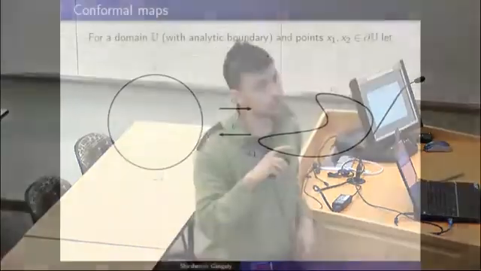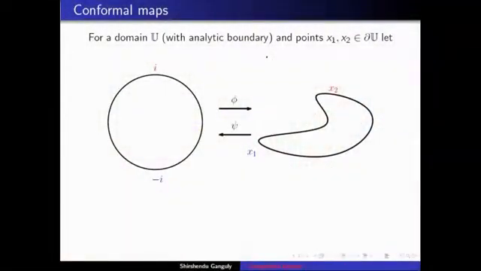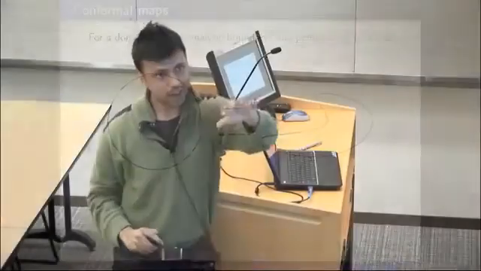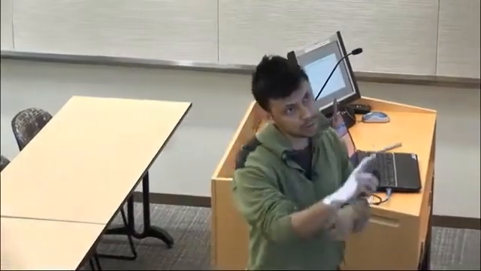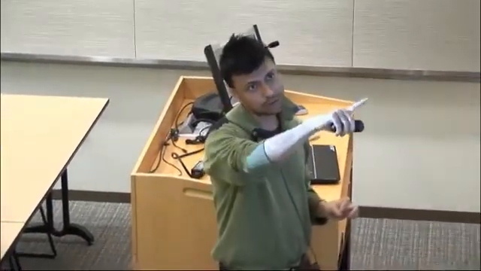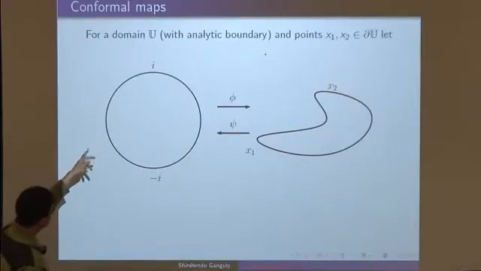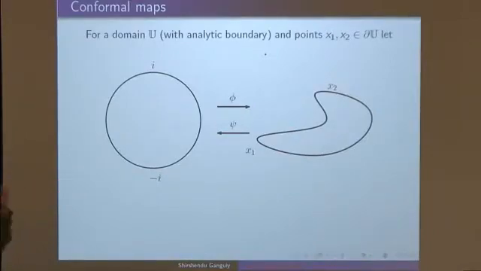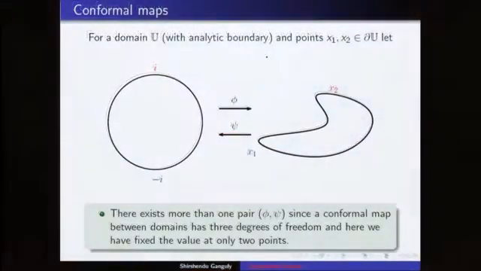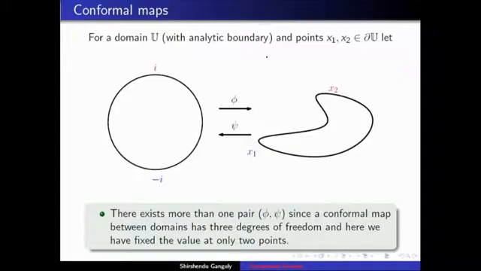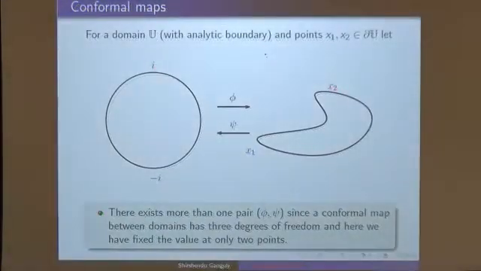Okay, so we need some notation. You have the unit disk with these two points i and minus i, and you have this general domain with arbitrary points x1 and x2 on the boundary. The Riemann mapping theorem guarantees that there exist conformal maps going from the disk to this domain, so that i is sent to x2 and minus i is sent to x1, and phi and psi are inverses of each other. It's worth mentioning that there is no unique such pair, because a map is uniquely determined if I specify the values at 3 points. Here I am just specifying the values at 2 points, so this is actually a family of such maps. I will just choose something arbitrarily.